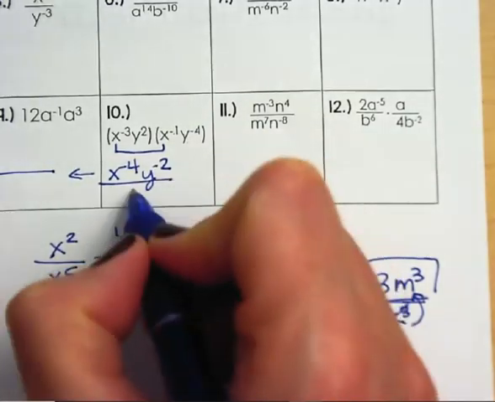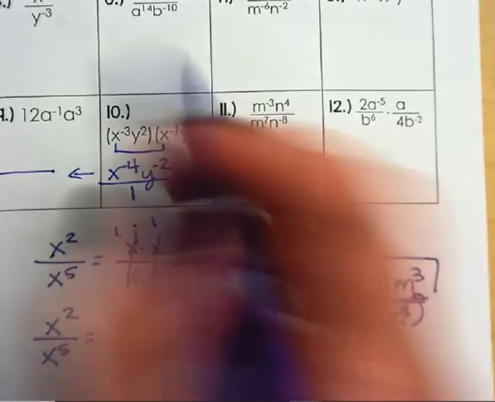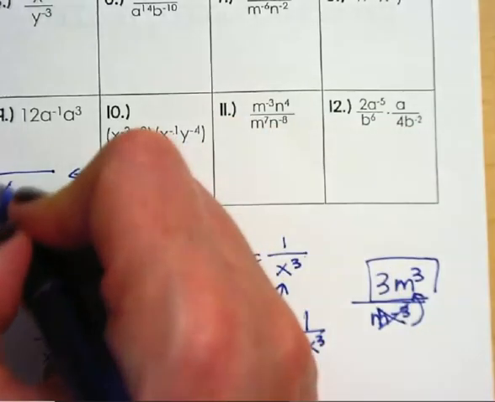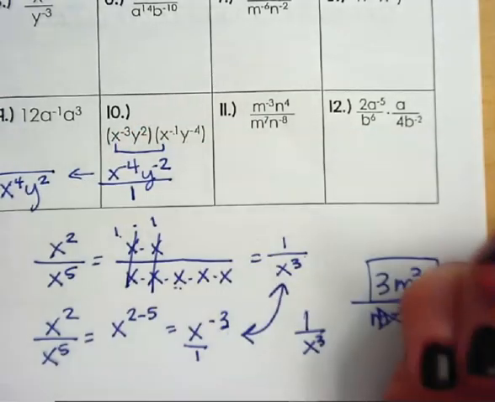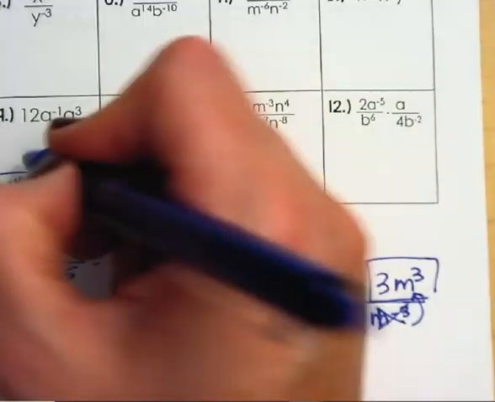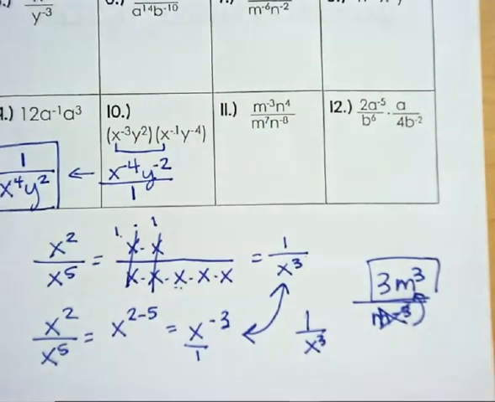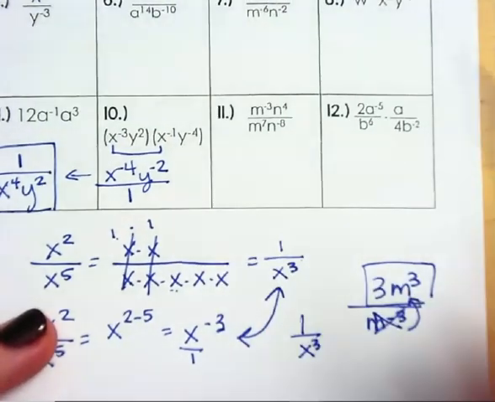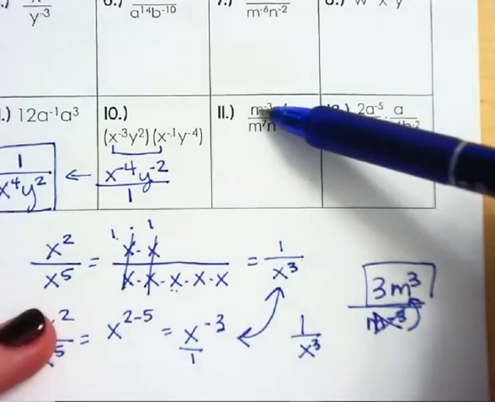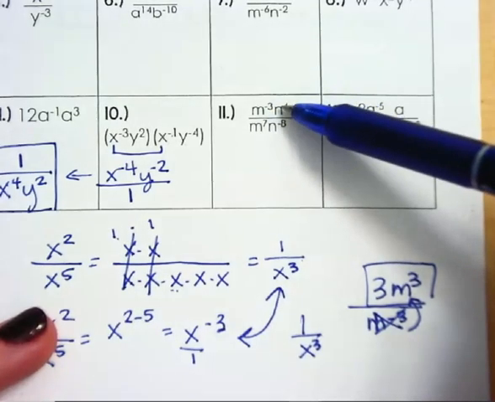Remember that this is really over 1, so when I say flip it to the other side of the fraction, that's what I mean. So x to the -4 flips to the bottom, y to the -2 flips to the bottom. But now that I have nothing left on top, I do need a 1 as a placeholder right there. And then for number 11, because you're dividing the same bases, you could subtract the exponents.